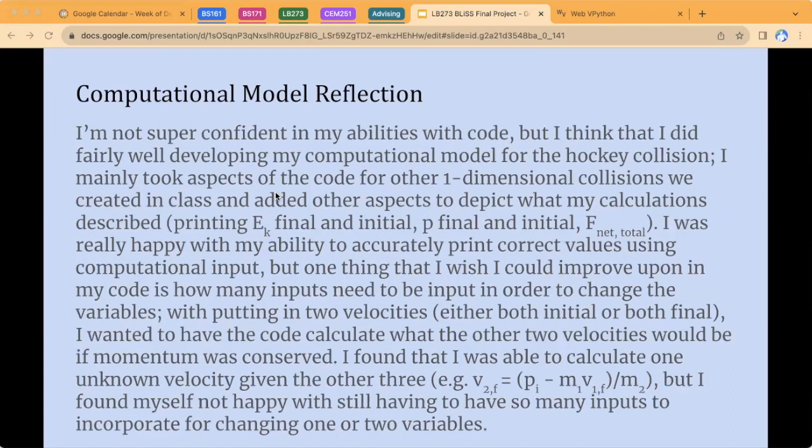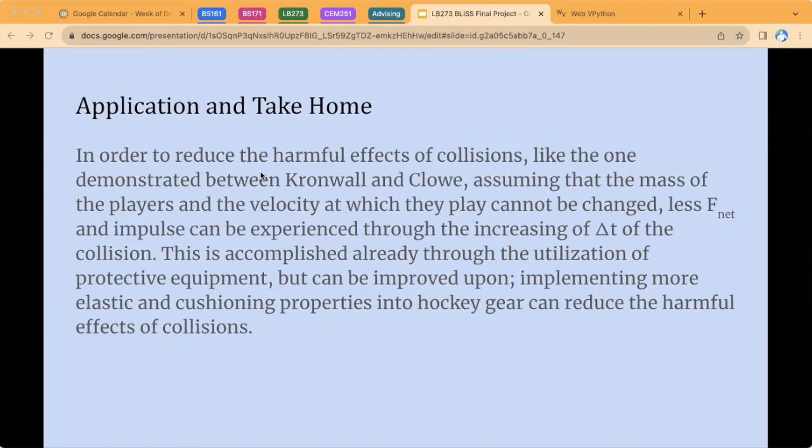Even though I struggle with code in general, I'm happy with my model. I derived inspiration from other one-dimensional collisions we modeled in class. I was happy that the printed values printed as expected, but I wish that so many inputs weren't necessary for the code to operate. In order to reduce the harmful effects of hockey collisions, less impulse can be felt through increasing the time of impact through more elastic and cushioning properties into hockey gear and equipment.